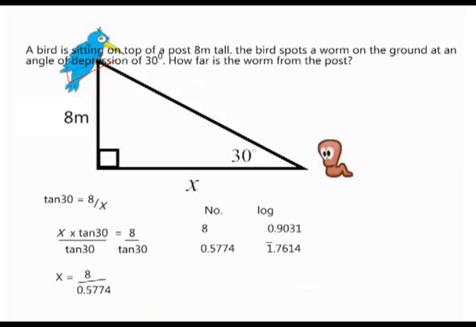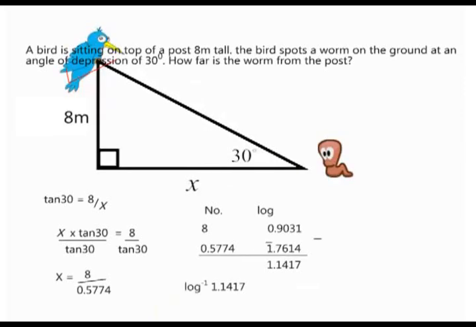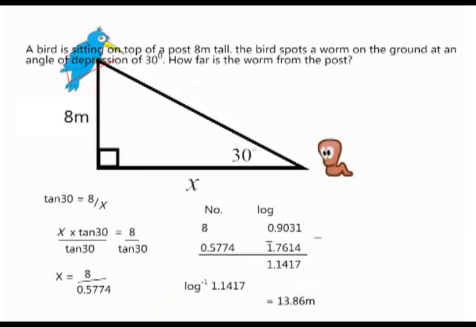We are dividing, so we subtract the logs, and we shall have 1.1417. We find the antilog of that. Log inverse of 1.1417 is equal to 13.86. And so the distance of the worm from the foot of the post is 13.8 meters.